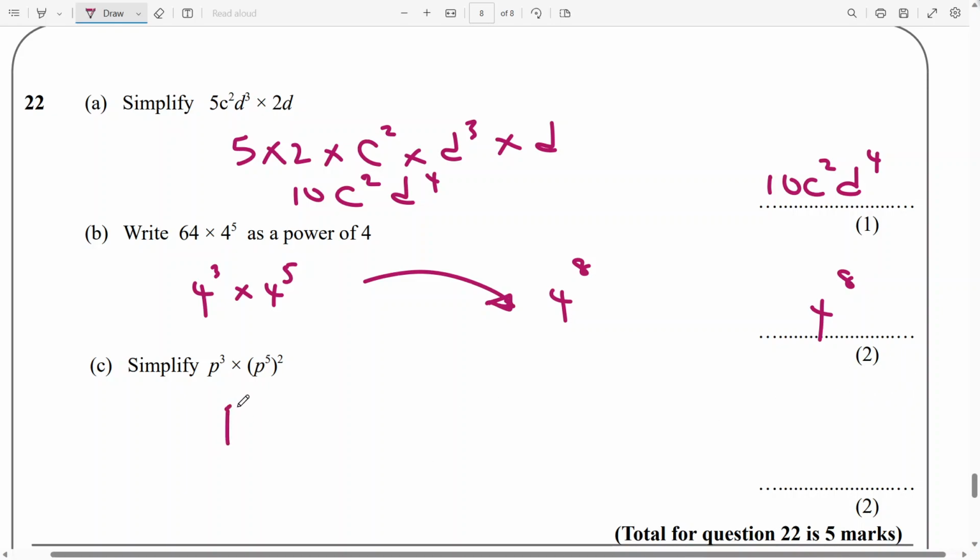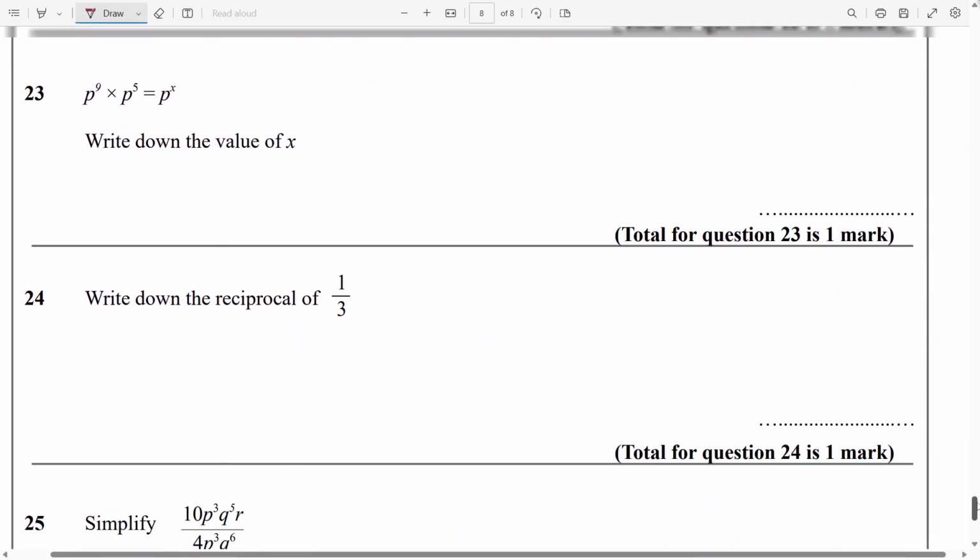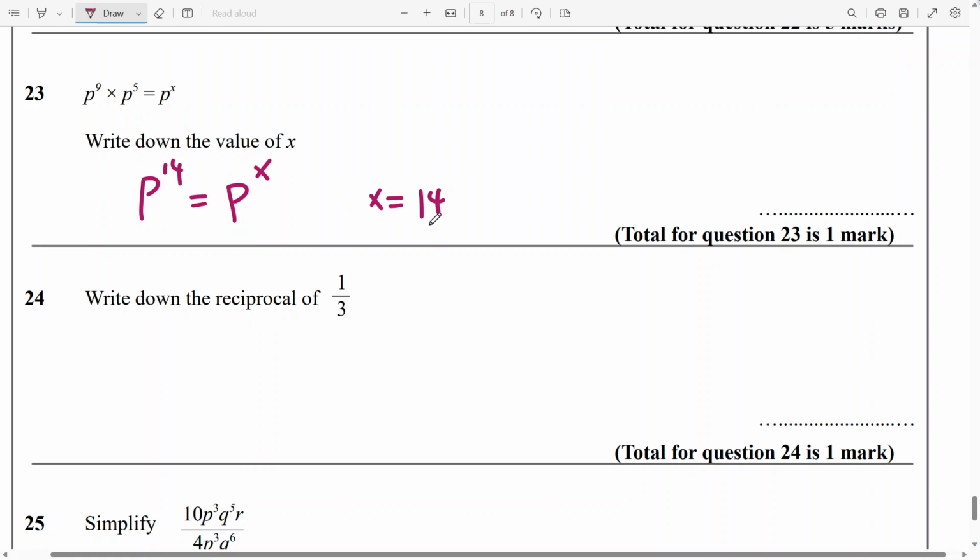And the c part is going to be p to the power of 3 times p to the power of 10. And of course, we're going to add the powers. 3 plus 10, that's p to the power of 13. And number 23, we need to find the value of x. So we need to add the powers for the p's on the left. That's p to the power 9 plus 5. That's going to be 14. That equals p to the power of x. Obviously, x is definitely going to be 14. And the reciprocal of 1 over 3, well, that's going to be just 3.